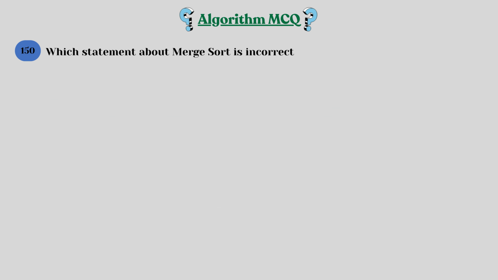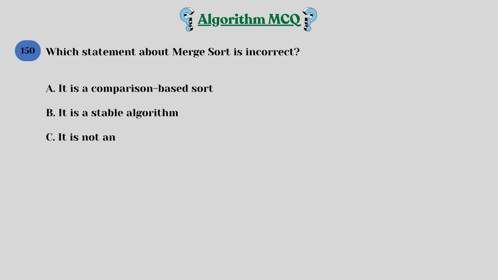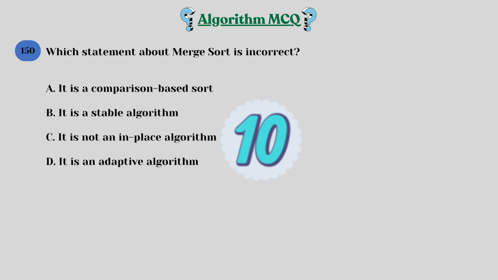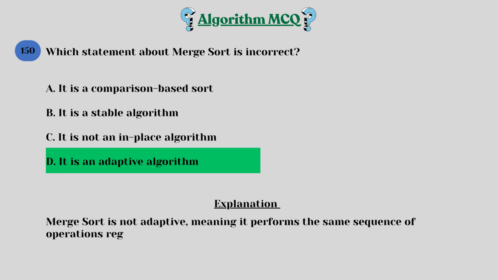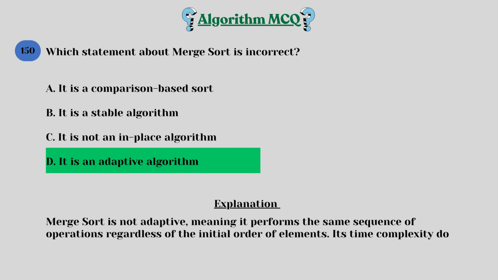Which statement about merge sort is incorrect? Correct answer, it is an adaptive algorithm. Explanation: merge sort is not adaptive, meaning it performs the same sequence of operations regardless of the initial order of elements. Its time complexity does not improve even if the array is partially sorted.